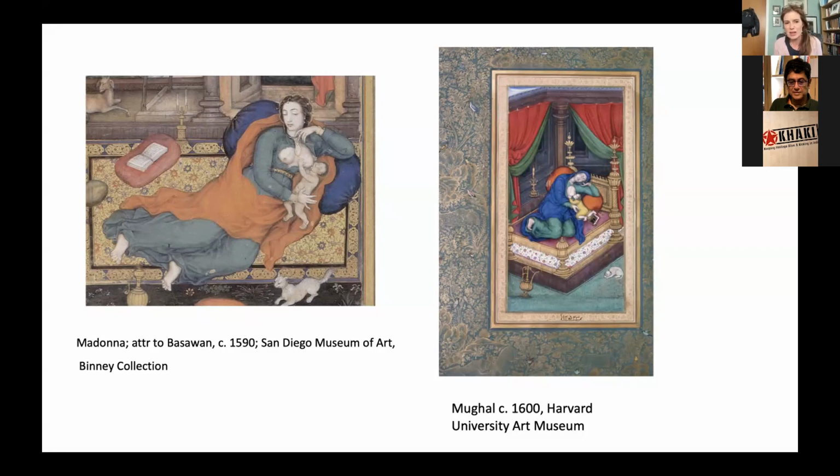And so we see that both in the Basawan painting, but also we do begin to see within Mughal art other images of breastfeeding. This example from the Harvard Museum on the right is again quite a Madonna-ish example of a breastfeeding woman, but there are some images where you can see her much more as a kind of princess type of figure as well.